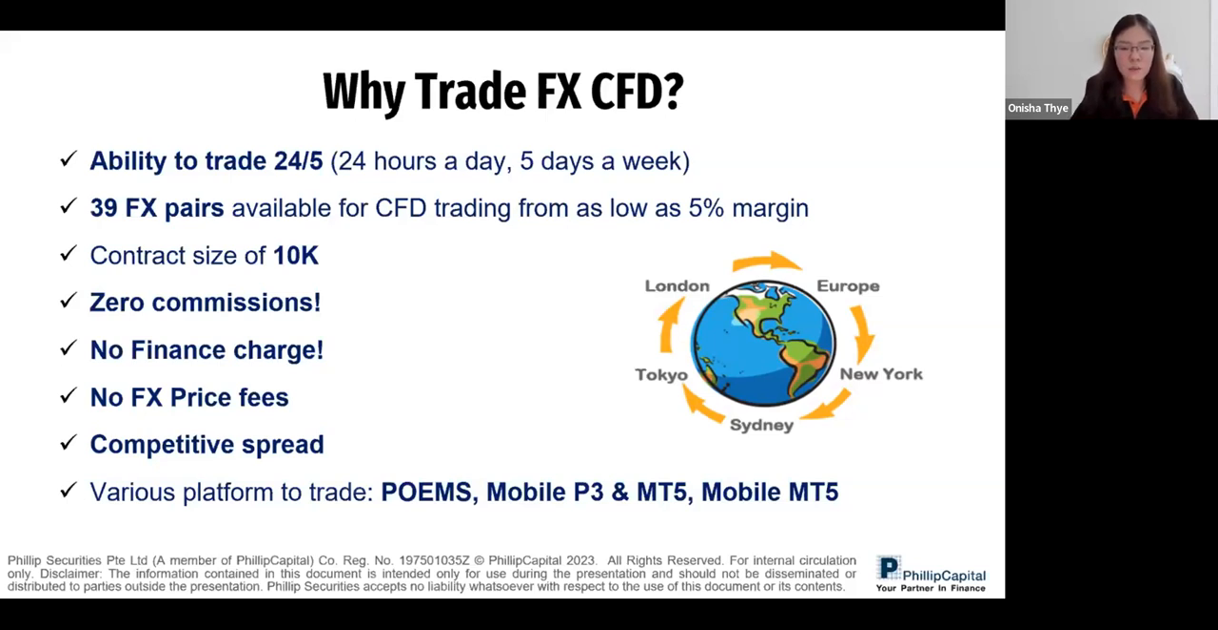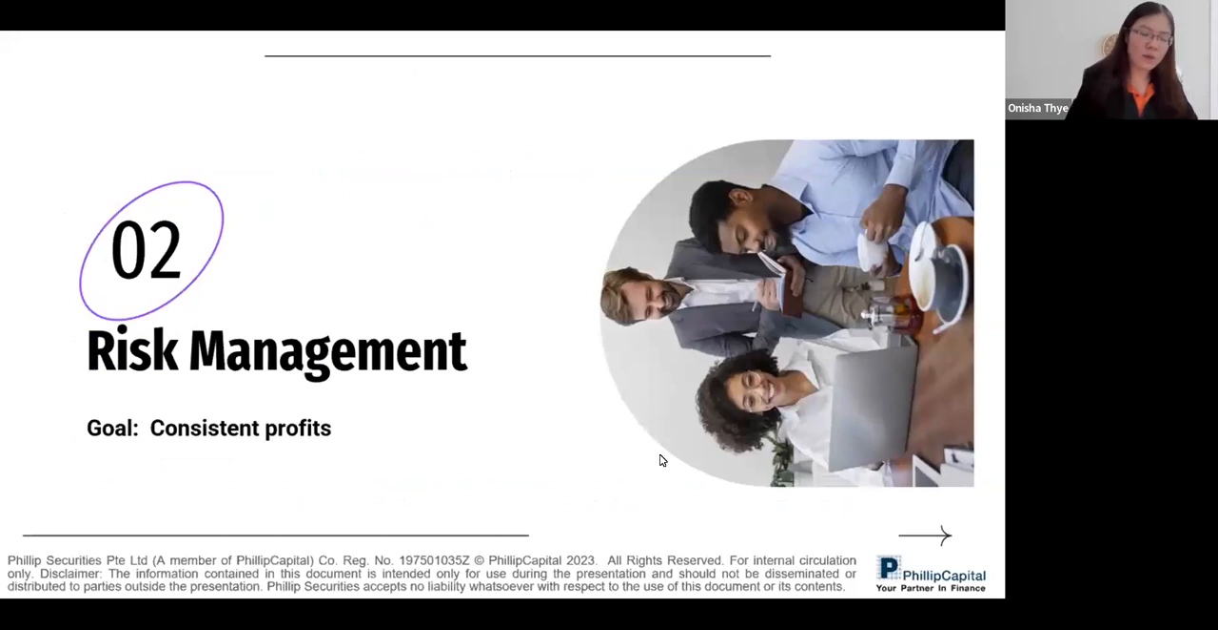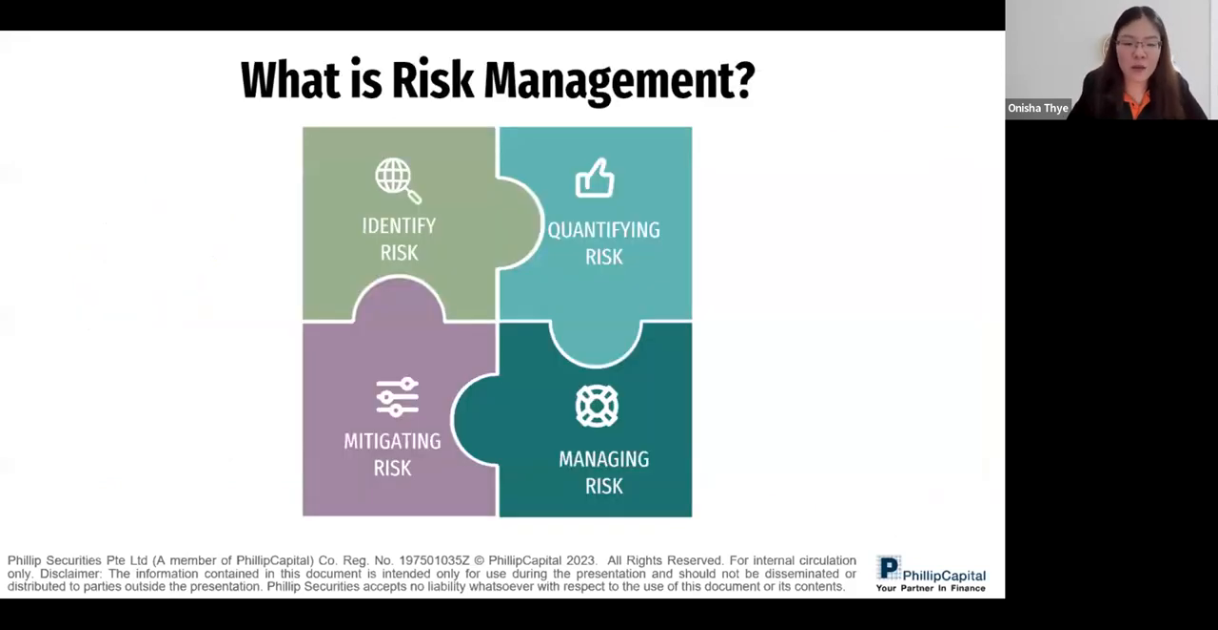Now let's move on to our risk management. The goal here for risk management is to make consistent profit and to minimize your losses. So what is risk management? Risk can come in a lot of ways: for example, operational risk, FX risk, investment risk, credit risk. Today we are focusing more on investment risk, which is also known as trading risk. Risk management is all about identifying your risk, quantifying it, managing it, and then mitigating it.